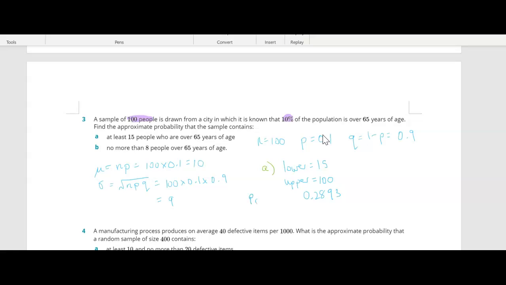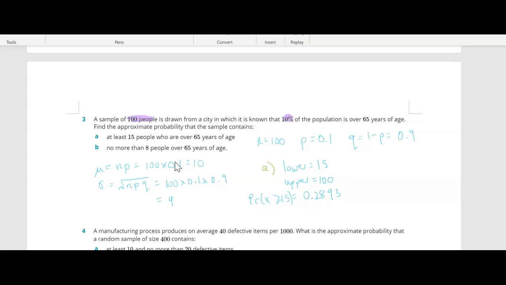All right, so we want the probability that x is greater than or equal to 15. All right, so if you did that within the binomial, you'll get a very similar answer, but might not be exactly the same because we're doing an approximation, okay?